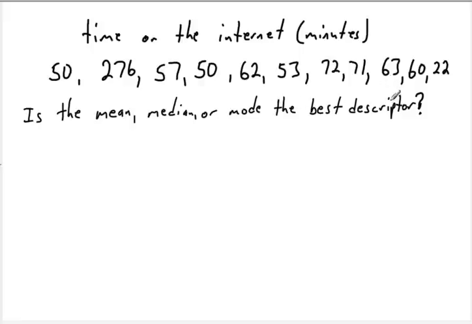So we're going to need to figure out all these things here. So we might as well start with the mean since that's the first thing. We're going to need to add up all this data. So we have a 50, we have a 276, 57, 50. So it's really important to keep it lined up here.